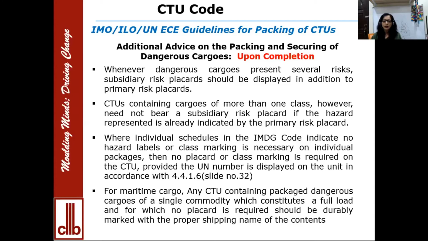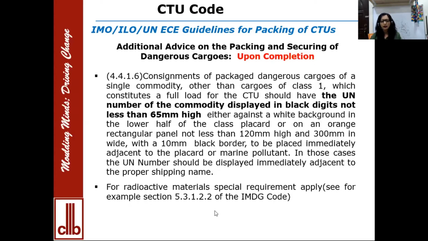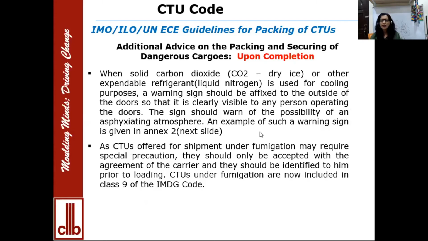UN number is displayed on the unit in accordance to 4416. For maritime cargo, any CTU containing package DG of a single commodity, this is the 4000 kg one, the information that I indicated to you where you have to indicate in the orange panel. And then if you have a cooling substance that has been used in the packaging, then you have to indicate the cooling substance symbol.